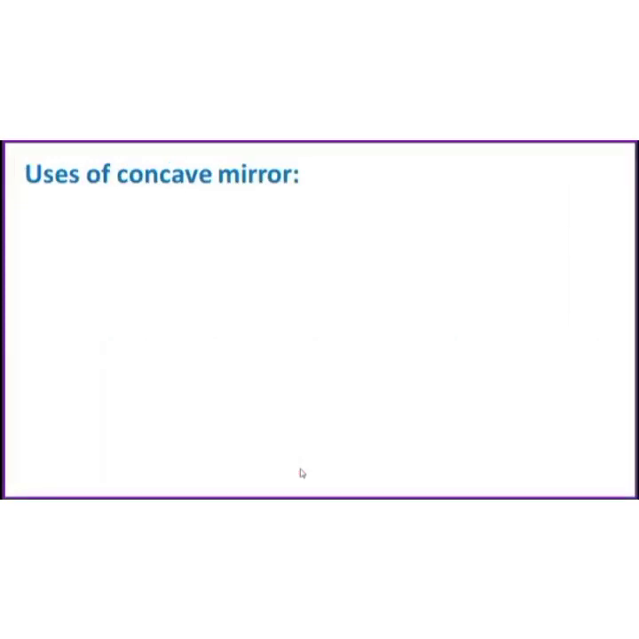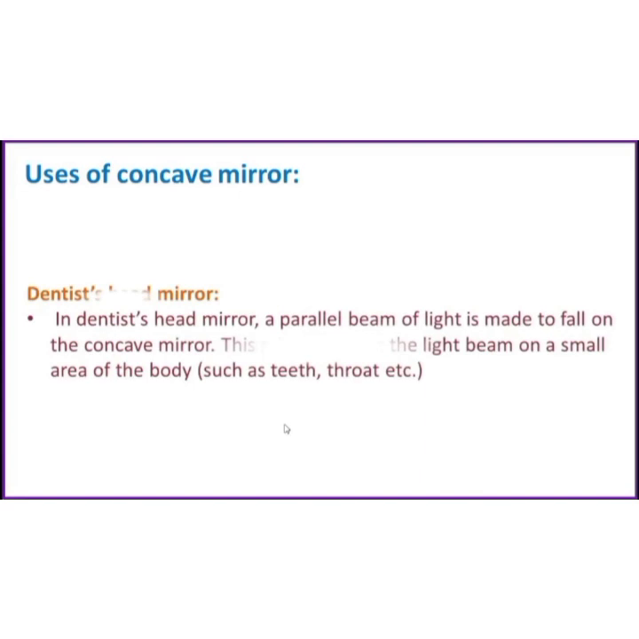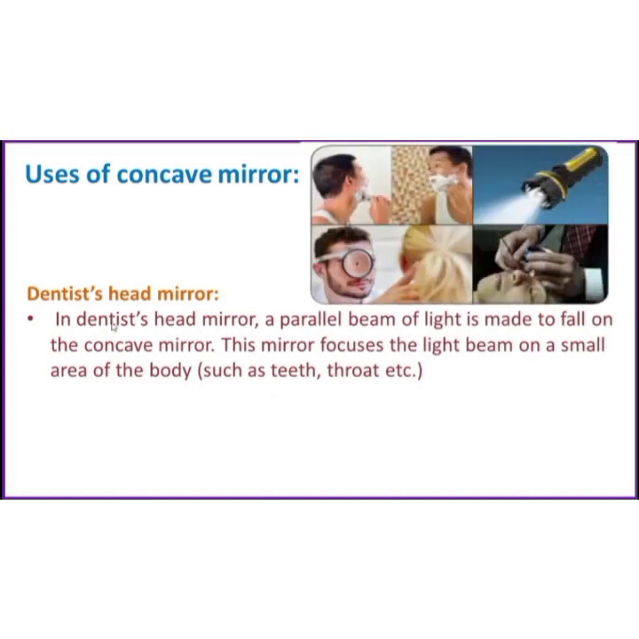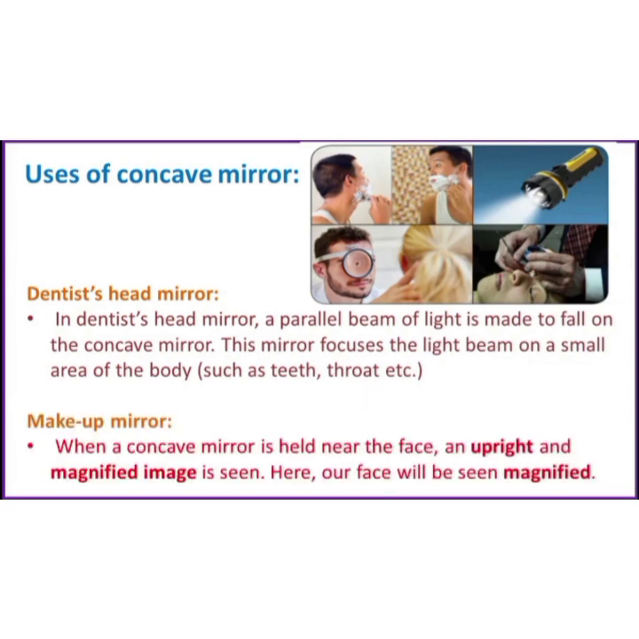Then next we move to uses of concave mirror. So concave mirror means the reflecting surface is an inwardly curved mirror. Okay. So, dentist head mirror. See the diagram. In the dentist head mirror, a parallel beam of light is made to fall on the concave mirror. The reflecting surface is inwardly curved. So this mirror focuses the light beam on a small area of the body such as teeth or throat.